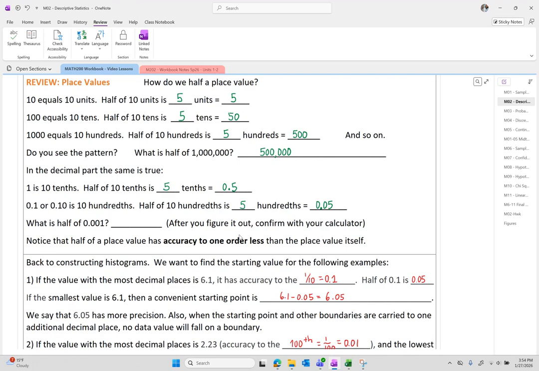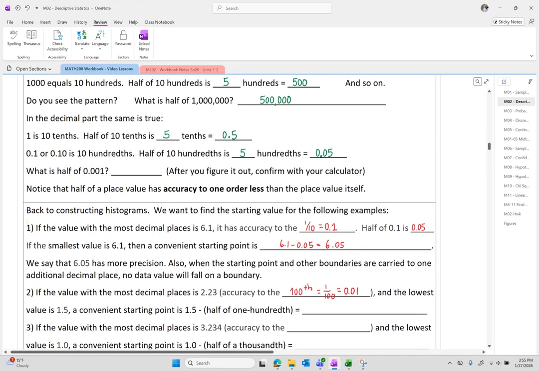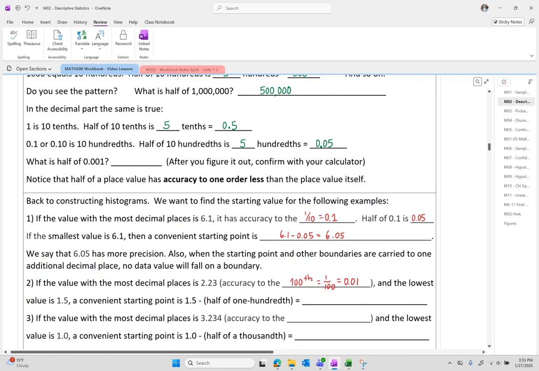And if our data are decimals, and let's say they are rounded to the nearest unit, we will halve the unit. So our accuracy for the starting and the ending point will be 0.5. But if they are in the tenths, we will halve a tenth. And then our accuracy for the starting and ending point will be 0.05. And if our data is accurate to the thousandth, we will halve a thousandth. Now, there is a pattern to that.